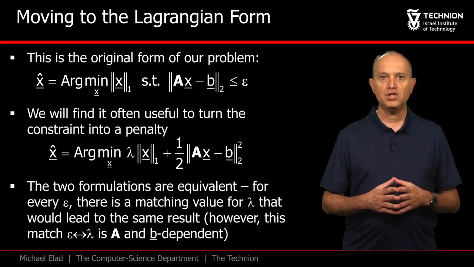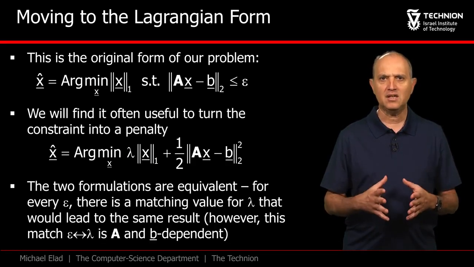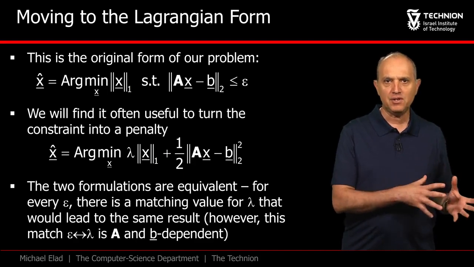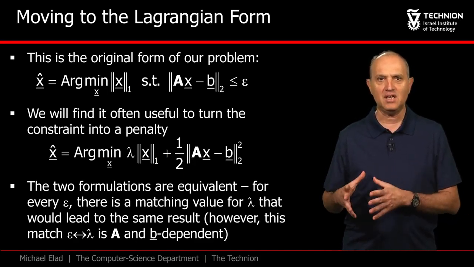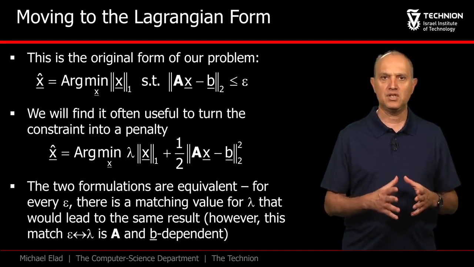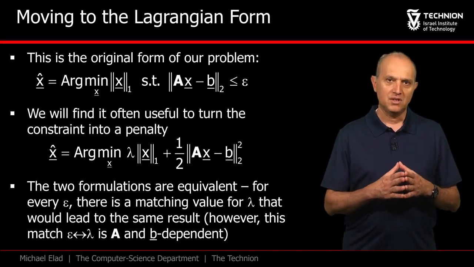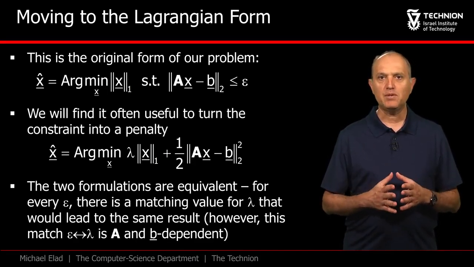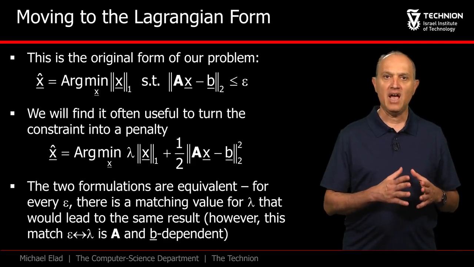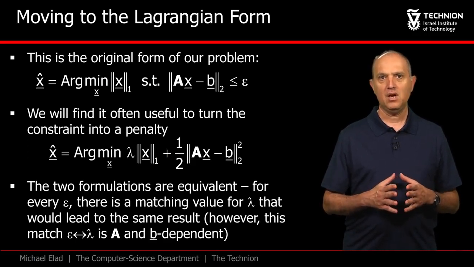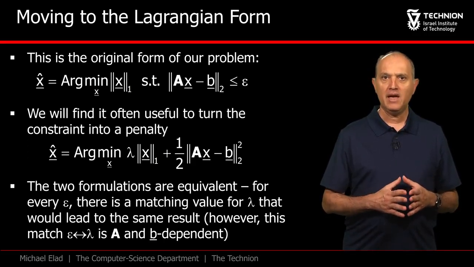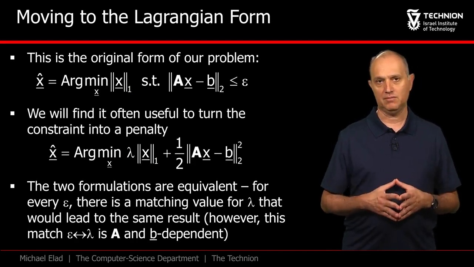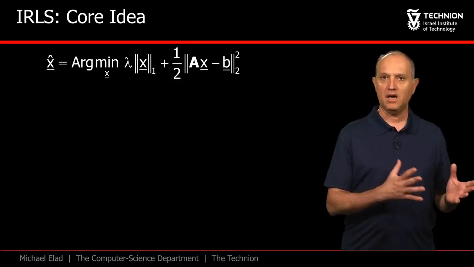The above two formulations are equivalent in the sense that for every epsilon in the first, there exists a lambda in the second such that the two lead to the same solution. However, on the downside, this match between epsilon and lambda depends on A and b. Still, we will work with the Lagrangian form and later discuss a way to get the solution of the constraint problem from it. So, how does the IRLS work?